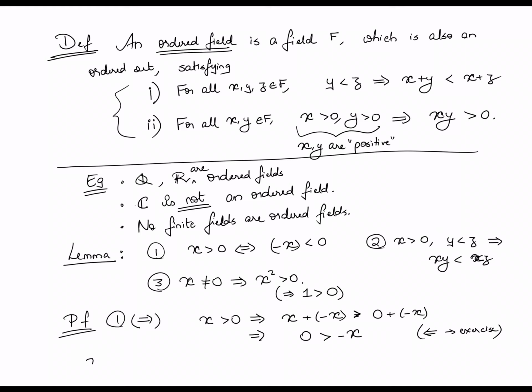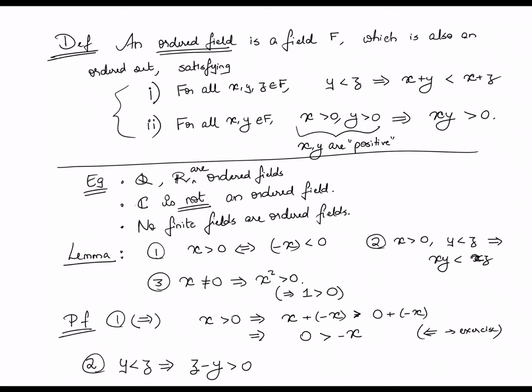Okay, let's look at statement 2. Statement 2 of the lemma is that if x is positive and y is less than z, then xy is less than xz. The way I'm going to prove this is the following. If y is less than z, that means that z minus y is positive.